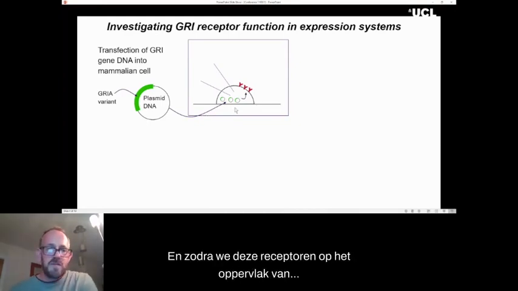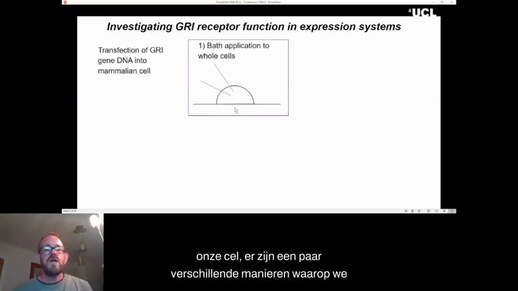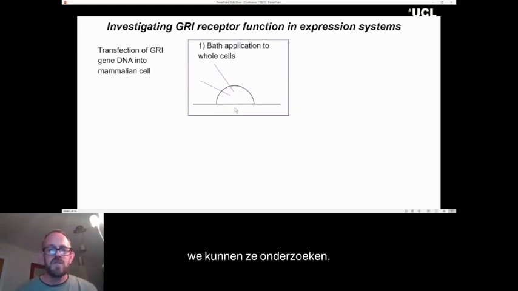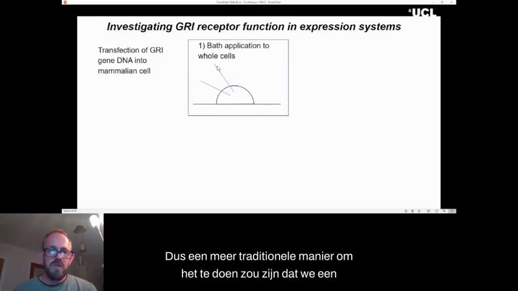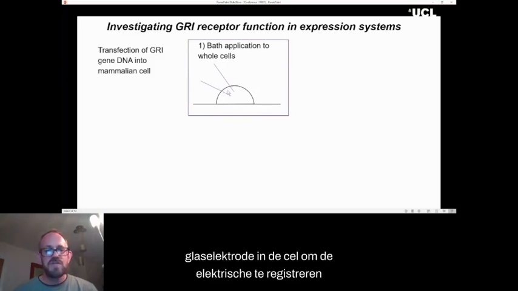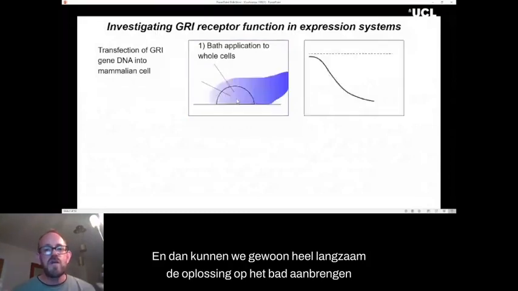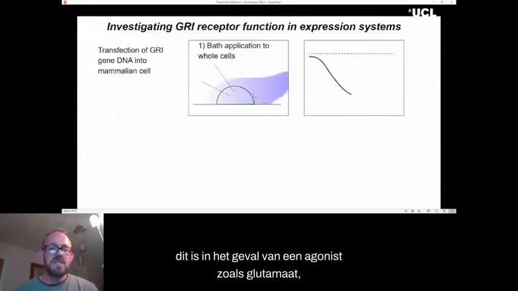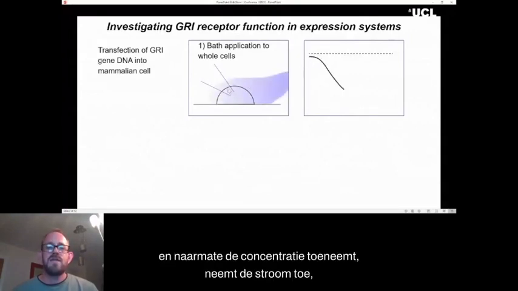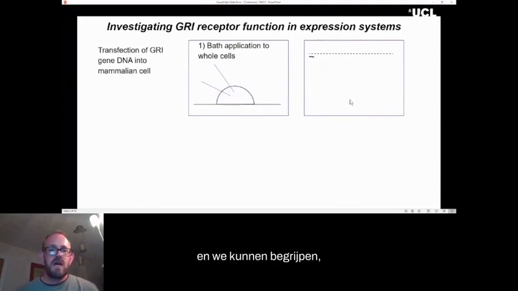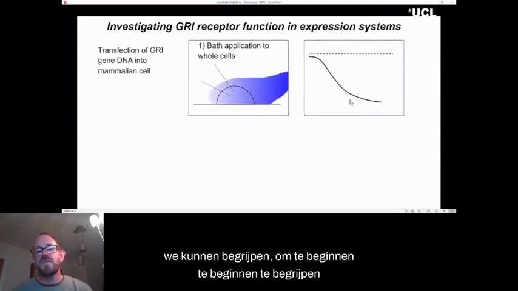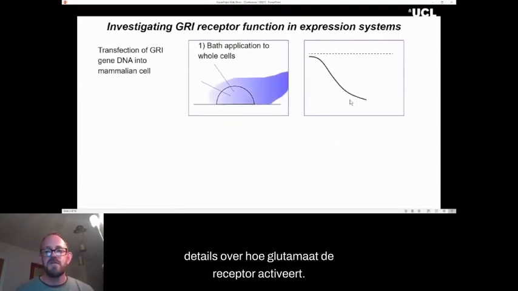And once we've got these receptors on the surface of our cell, there's a couple of different ways we can examine them. So a more traditional way of doing it would be we put a glass electrode into the cell to record the electrical activity in that cell. And then we can just very slowly apply solution to the bath. And in this case, this is in the case of an agonist like glutamate. And as the concentration increases, the current increases, and we can then start to begin to understand details about how glutamate is activating the receptor.